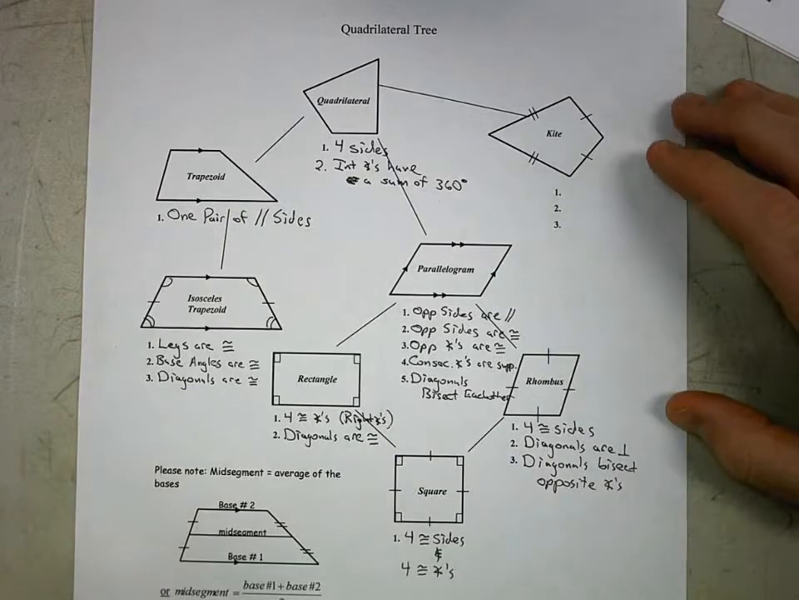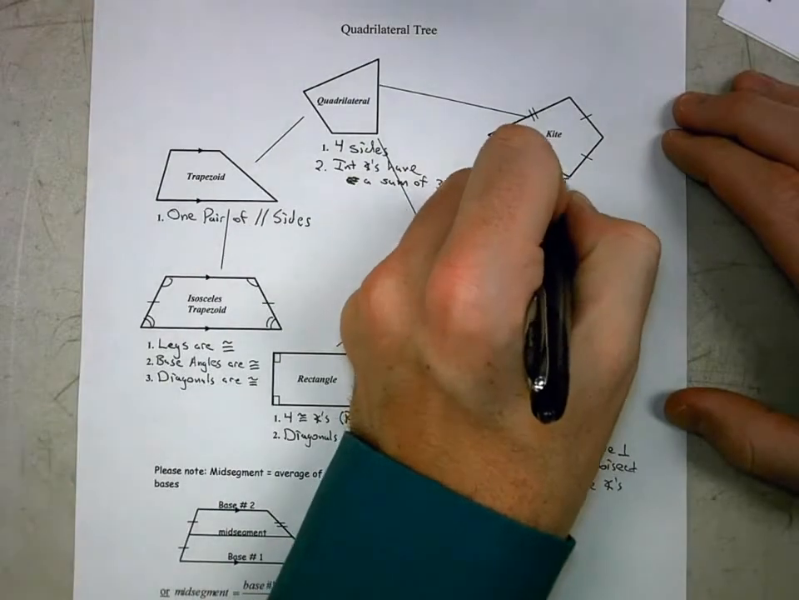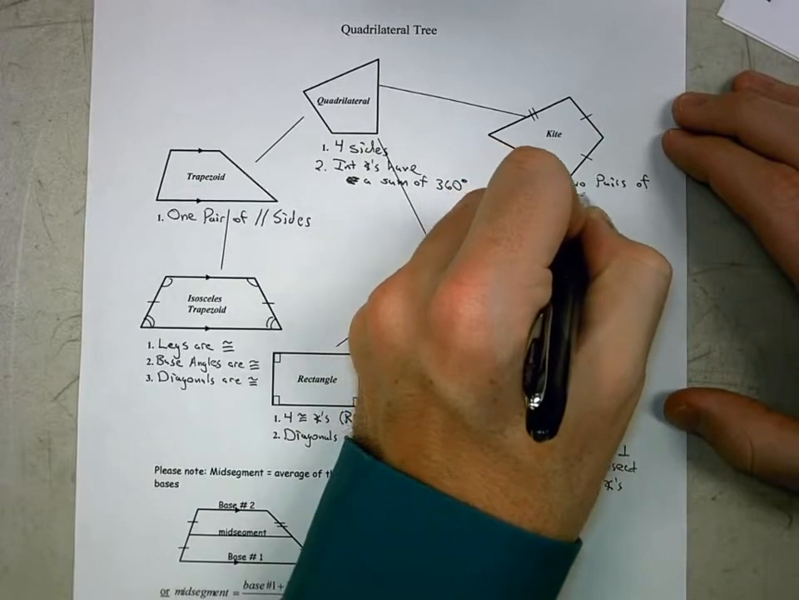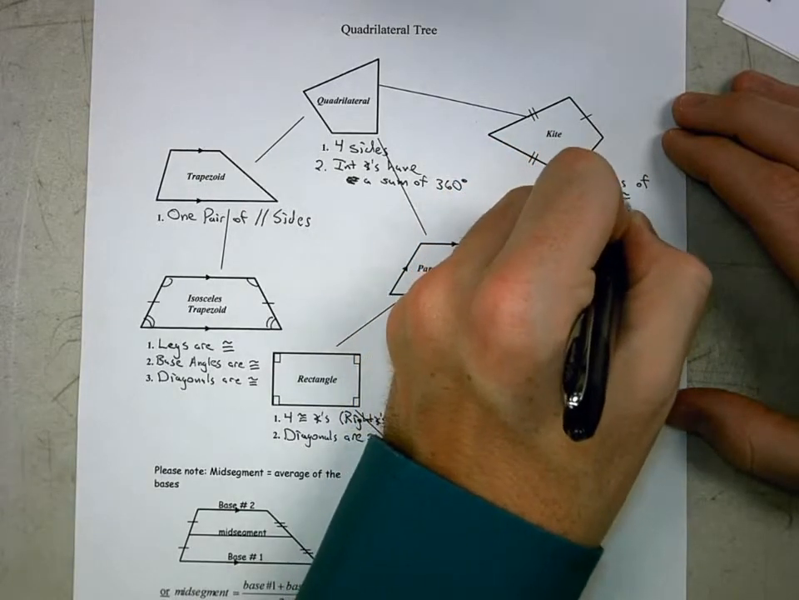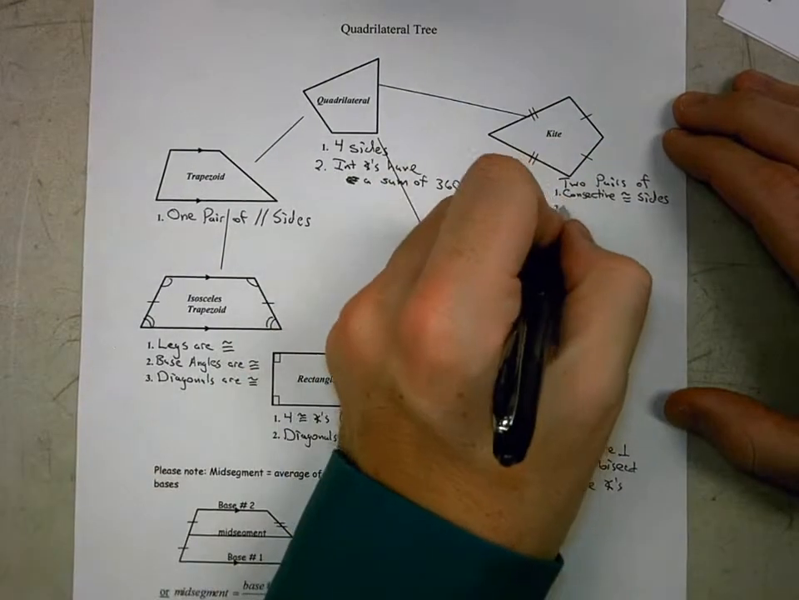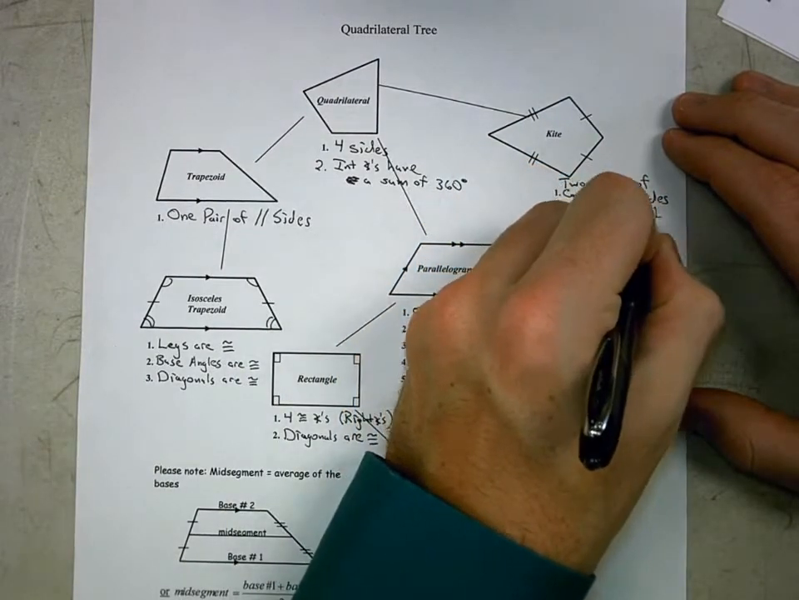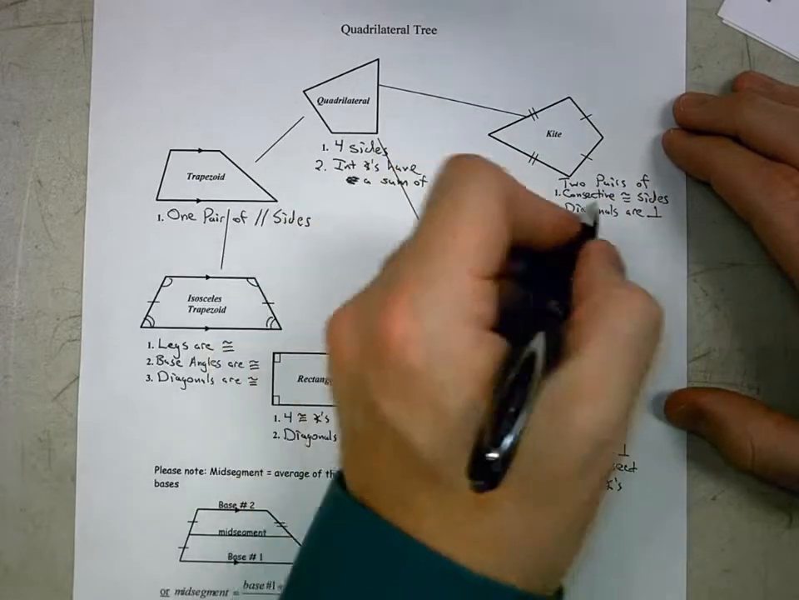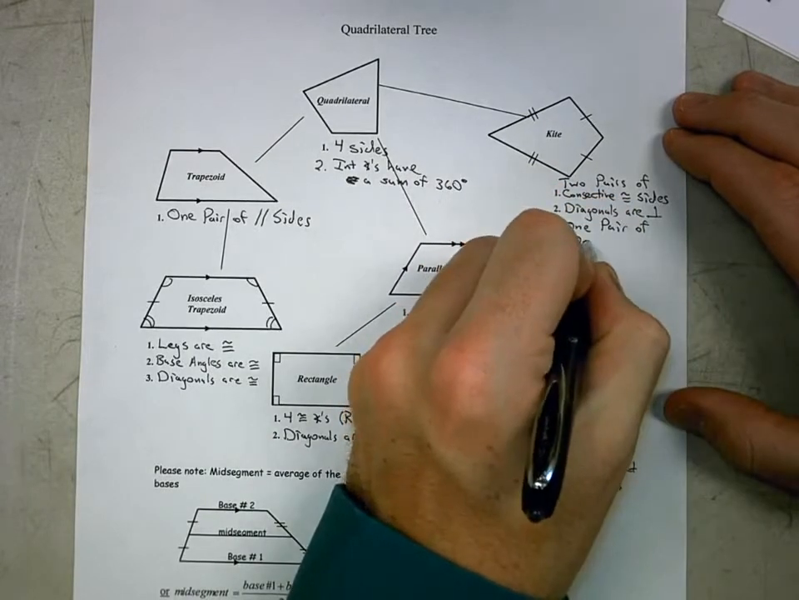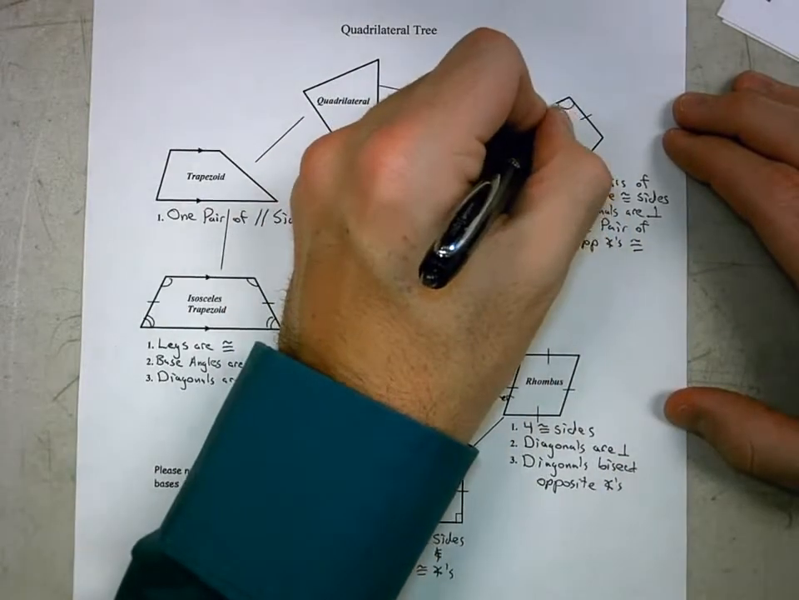Finally, our last quadrilateral was a kite, and a kite has two pairs of consecutive congruent sides. It also has perpendicular diagonals, so diagonals are perpendicular. And then finally, one pair of opposite angles congruent, and that would have been those two angles in this case.